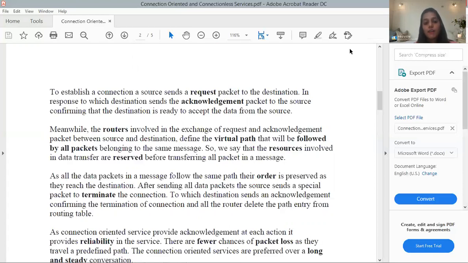As all the data packets in a message follow the same path, their order is preserved as they reach the destination. After sending all the data packets, the source sends a special packet to terminate the connection, to which the destination sends an acknowledgement confirming the termination of the connection, and all routers delete the path entry from the routing table. Basically, it's a three-way handshake in which the sender sends packets, then the receiver sends an acknowledgement that the destination received all the packets correctly, error free and reliable.